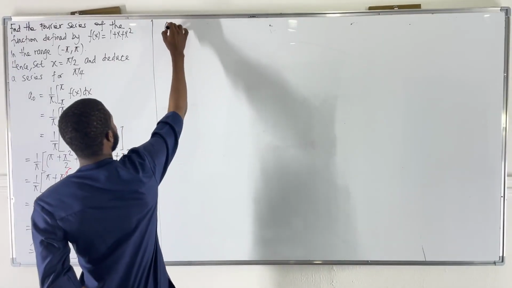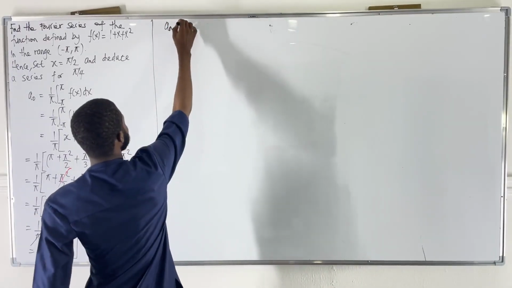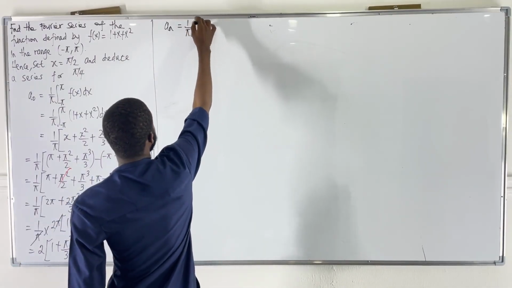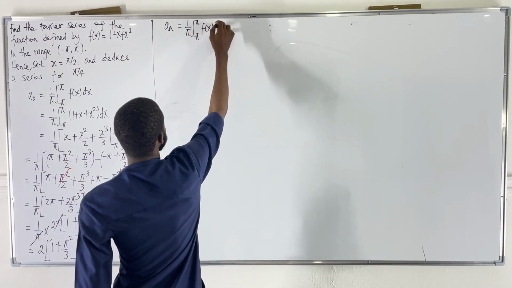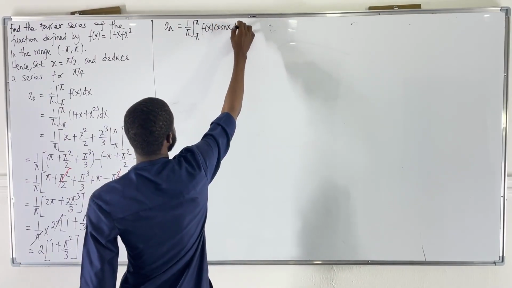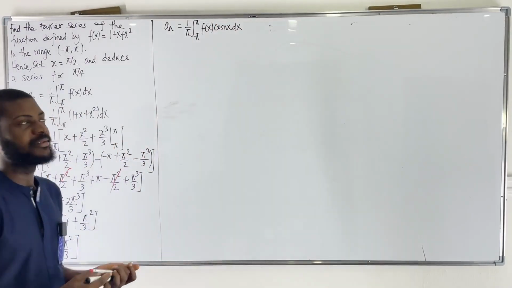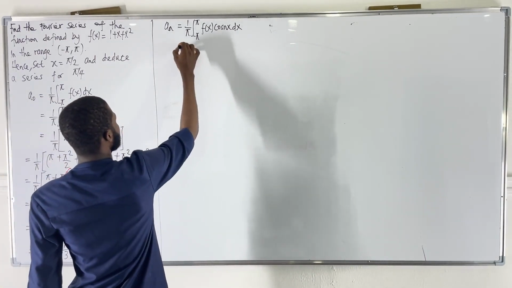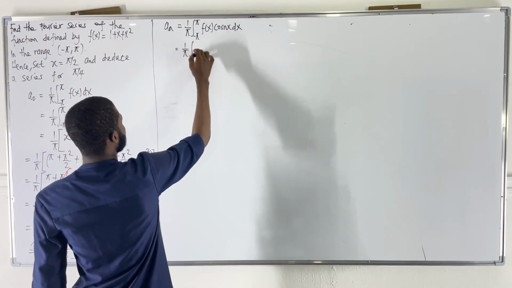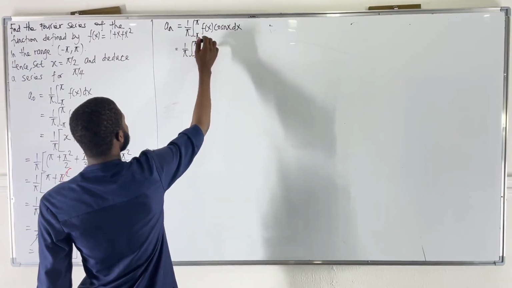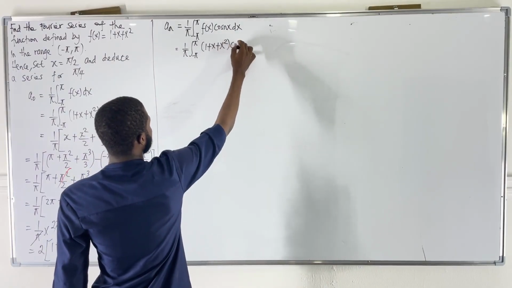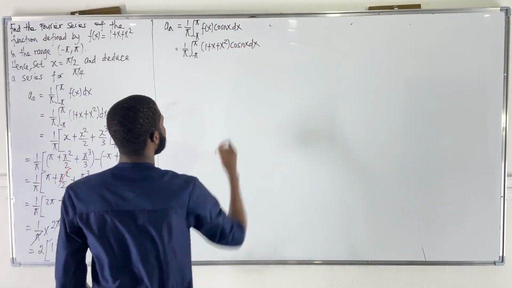Next is A sub n. This is going to be tedious. So A sub n is 1 over pi integral from minus pi to pi of f of x cos nx dx. So that's what we're going to be having. Now, let's put in f of x. So this is 1 over pi integral from minus pi to pi. F of x is 1 plus x plus x squared, cos nx dx.